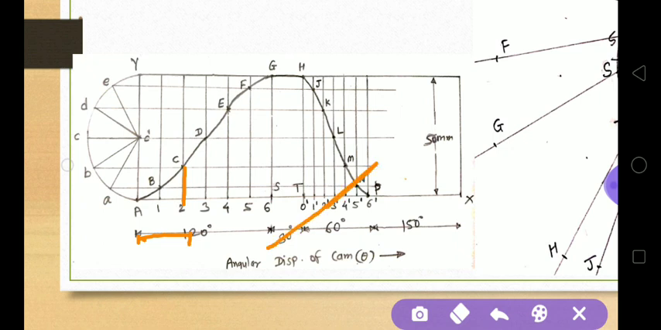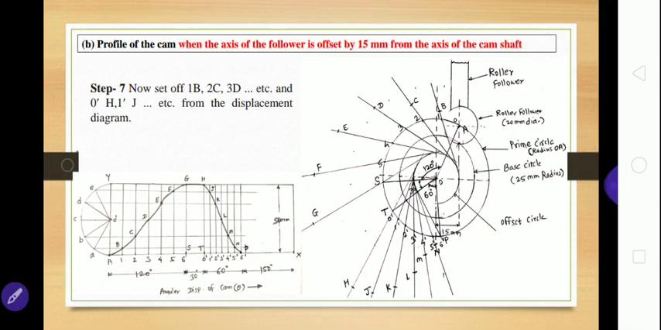Similarly, here in this cam profile diagram, we have to mark the B to 1 distance on this extended line, the C to 2 distance here, the D to 3 distance here, and the E to 4 distance. Similarly, all distances from the displacement diagram we will take in the compass and mark on those extended lines, the tangent lines to the offset circle from these points 1, 2, 3, 4, and we will give the names to these points as capital B, C, D, E, F, G, H, J, K, L, M, N and P, as the names given in the displacement diagram.